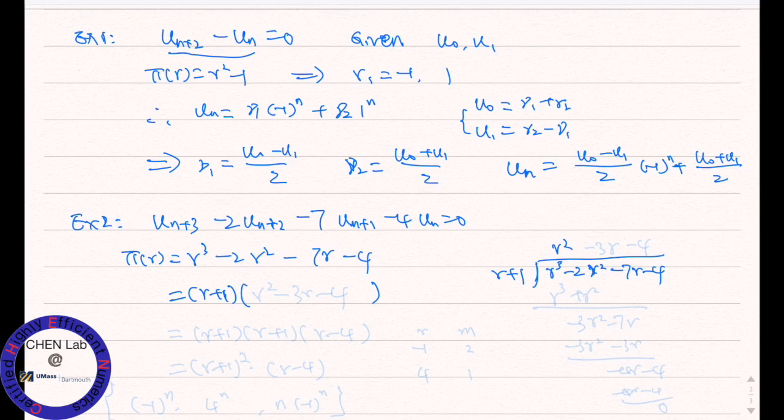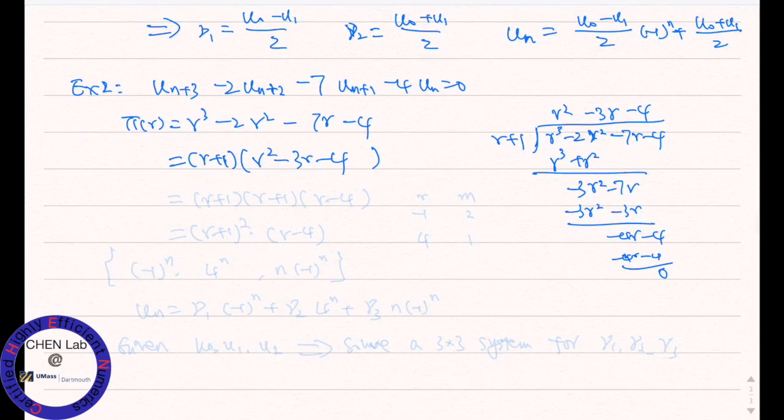You do r squared, so it's r cubed plus r squared. Here is negative 3r squared minus 7r. So you're going to get minus 3r. So we have minus 3r squared minus 3r is minus 4r minus 4. That's nice. So that's minus 4, you get 0. So here is r squared minus 3r minus 4. That's a quadratic, which we know how to handle.